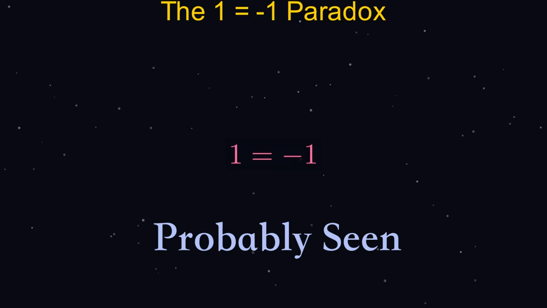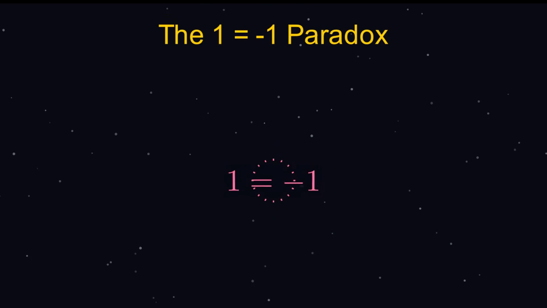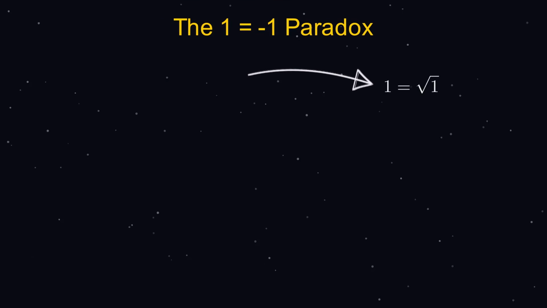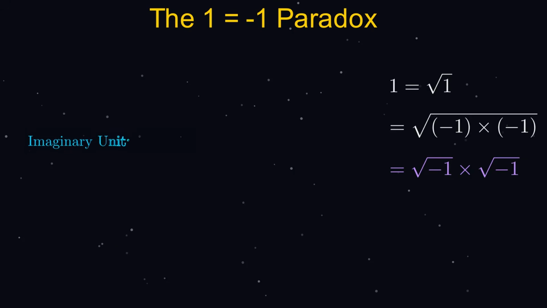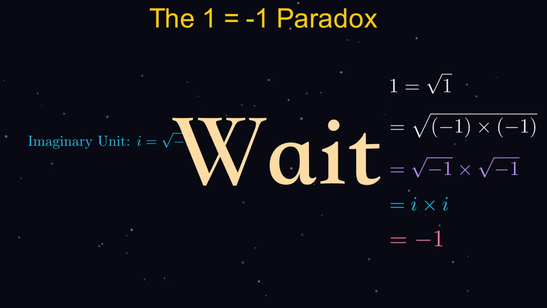You have probably seen this viral paradox online. 1 equals -1. It looks like standard algebra. 1 is the square root of 1, which is the square root of -1 times -1. Splitting them up, we get the square root of -1 times the square root of -1. Since the square root of -1 is defined as the imaginary unit i, this is just i times i, which by definition is -1. Wait, what just happened?